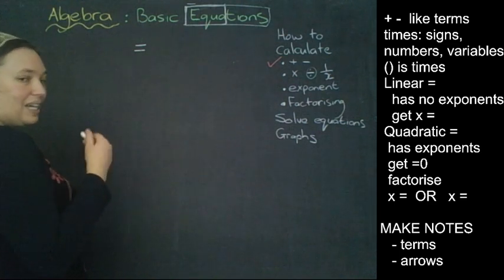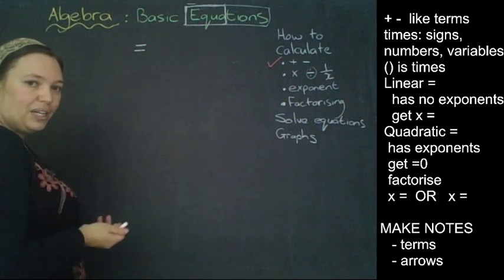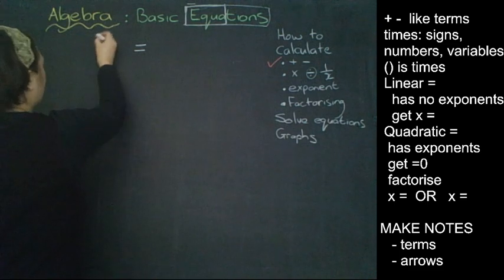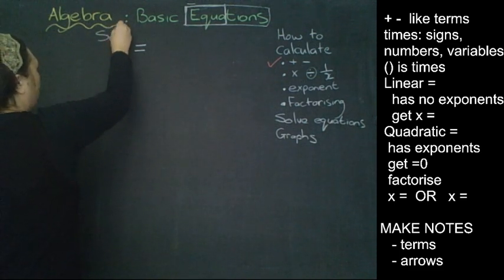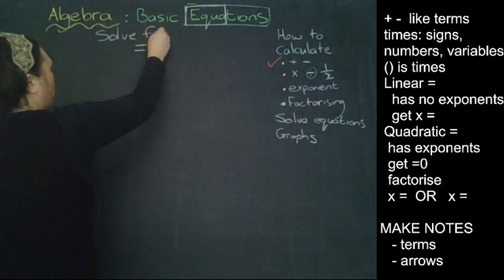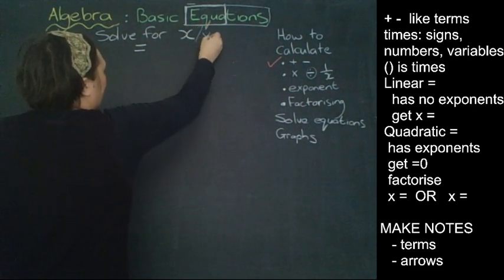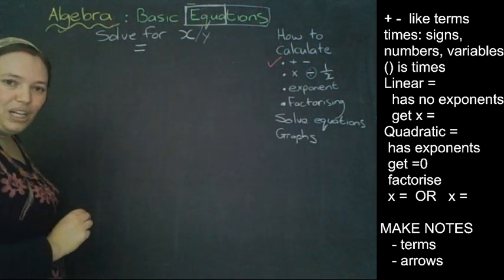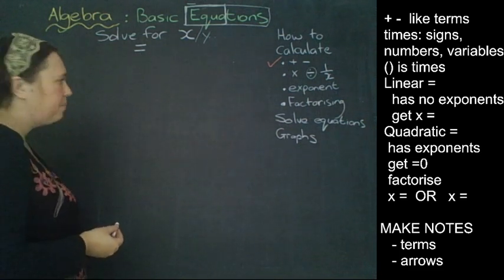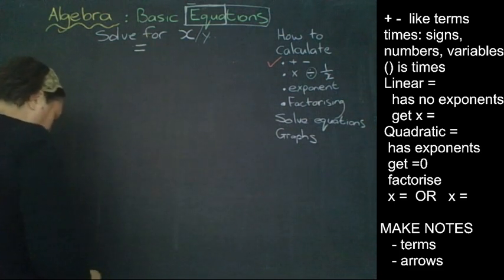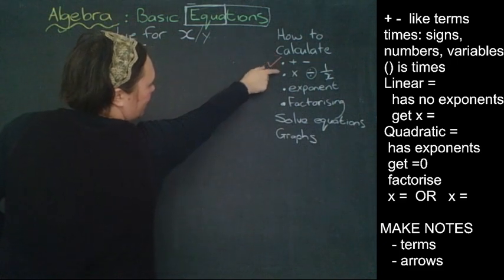The sum that they'll ask you, like how they'll ask it in a test or exam, is they'll say, solve for x, or y, or z, or whatever the variable is. We need to figure out what the variable is. And in order to do that, we have to use these things.